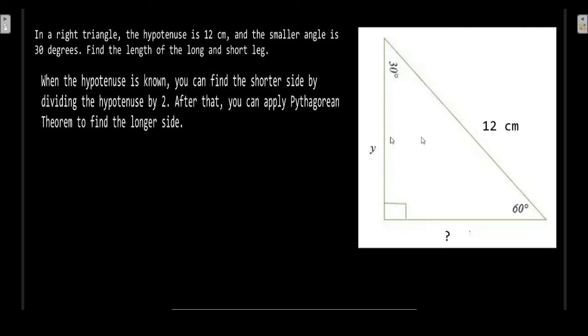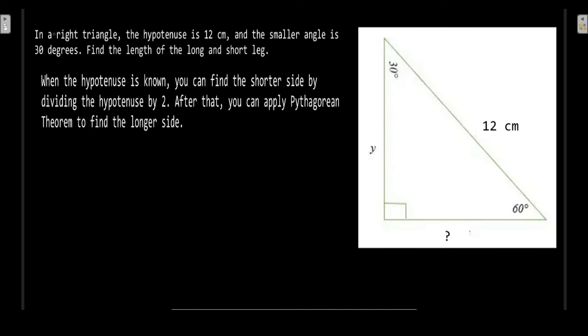So, 12 cm is the given hypotenuse. In this case, when the hypotenuse is known or given, you can find the shorter side by dividing the hypotenuse by 2. We just divide by 2 to find the shorter side. After that, you can apply the Pythagorean theorem to find the longer side. To find y, we can use the Pythagorean theorem. Now, let's start.